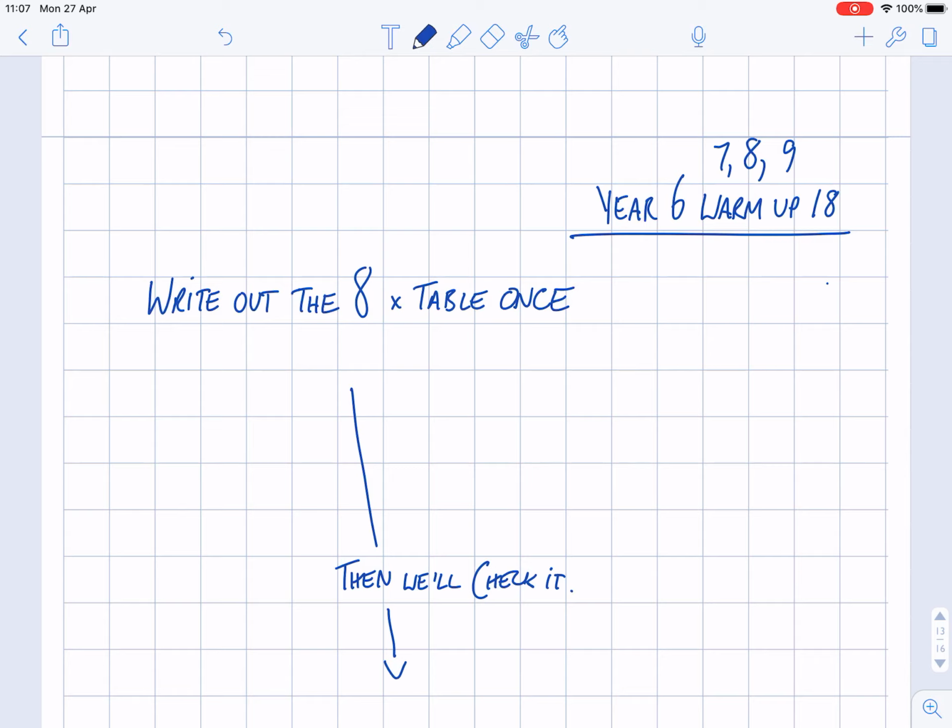So the first thing I want you to do is write out the 8 times table from 1 multiplied by 8 all the way down to 10 multiplied by 8, and then we'll check it. Okay, so pause now, press play when you're ready to continue.